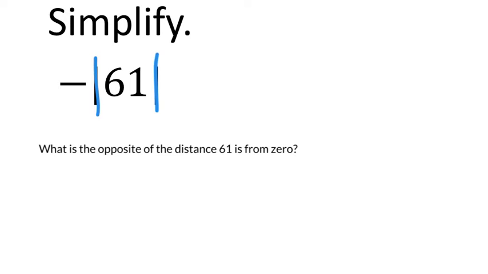All right, this one is different because we would need to figure out the absolute value of 61 first, okay? So again, the question changes on this one. What is the opposite of the distance 61 is from 0? I know that's not worded very well, or grammar, but it works for me. So the first thing we would want to do on this one is figure out how far away 61 is from 0, right? Which is 61.